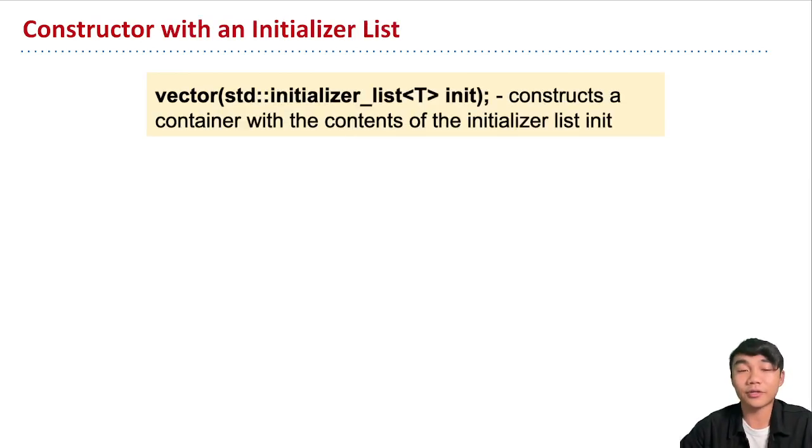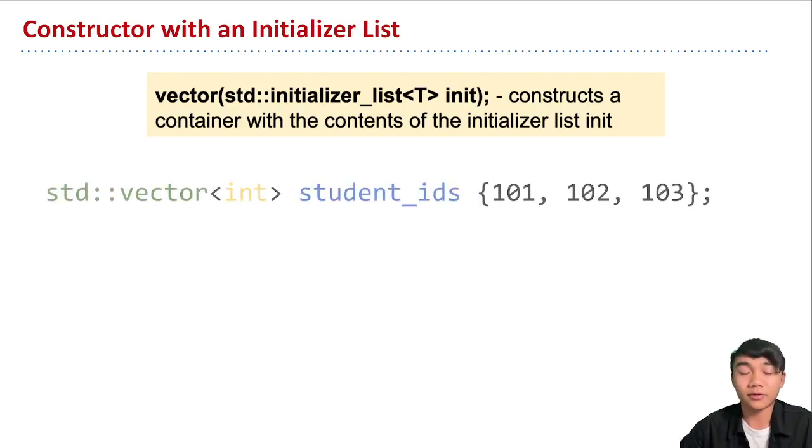The last constructor that you will find useful is the constructor that takes in what's called an initializer list. So what this allows us to do is define a vector and just put all of the elements that we want within that vector directly within that singular constructor statement. So the syntax for this is, again, we're going to be defining the type of the elements that are stored within the vector. We're going to give the vector a name, in this case student IDs, and then we're not following it by parentheses.